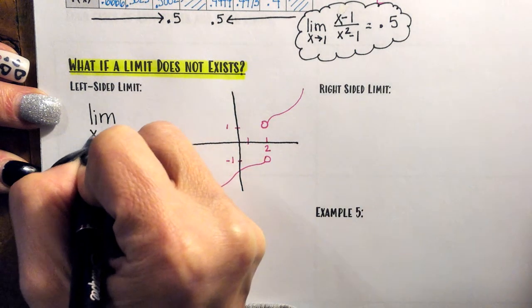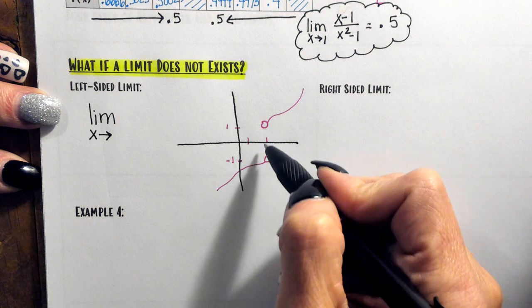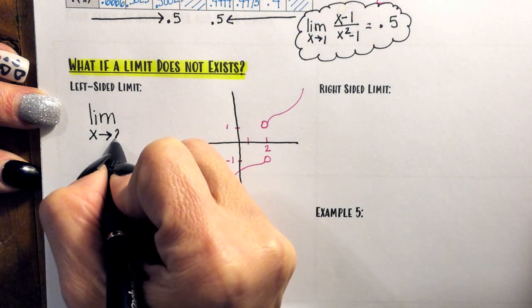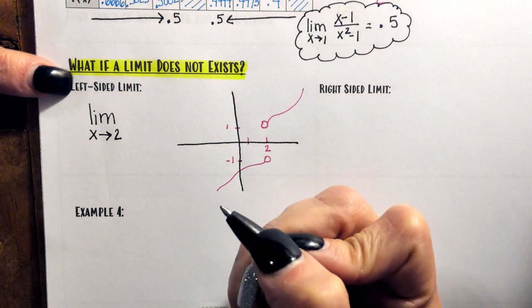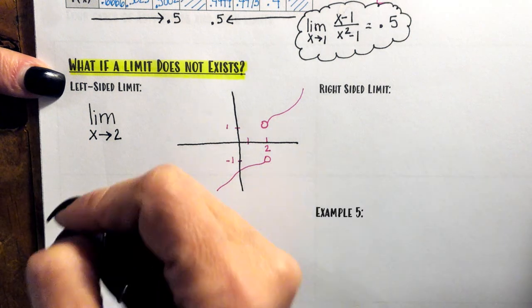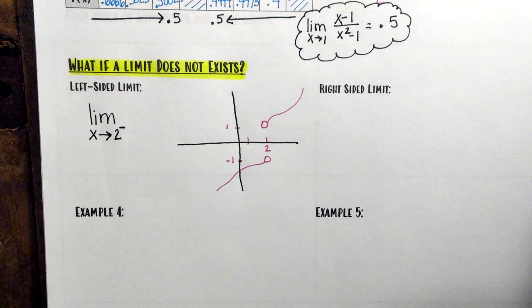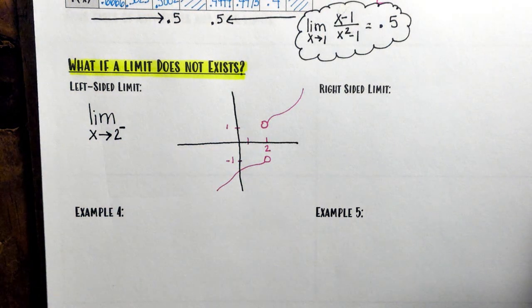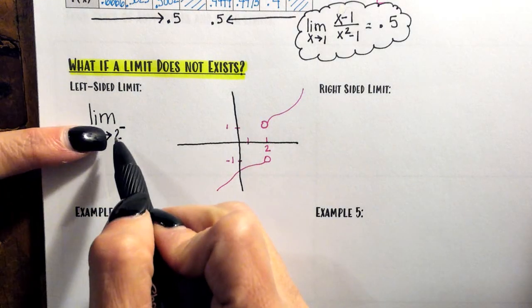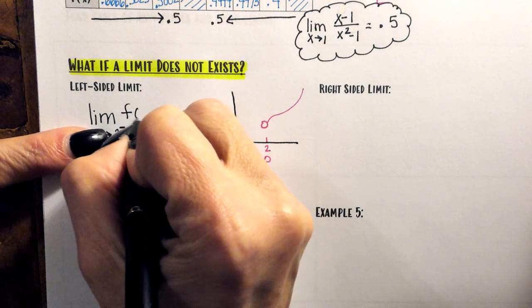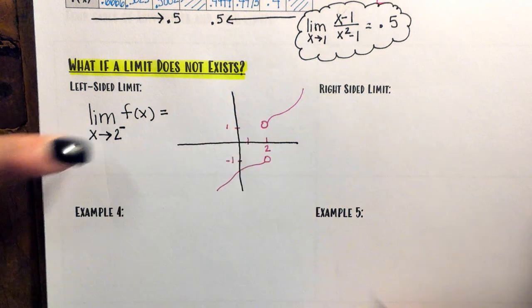The limit as x approaches, and we're going to do the value 2 right here. Now, I'm approaching from the left. When I label that, I'm going to put a little negative right there. And that means as x approaches 2 from the left, not negative 2, but as it approaches from the left. And I'm going to say of f of x, what does this limit approach?